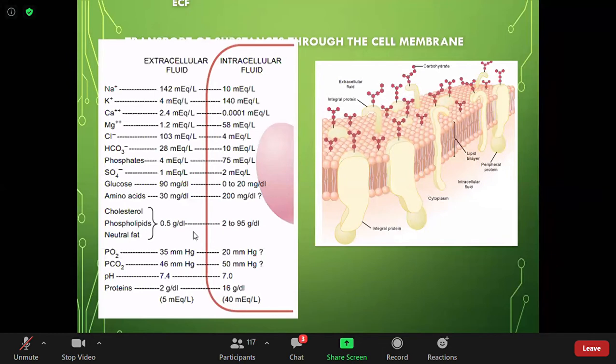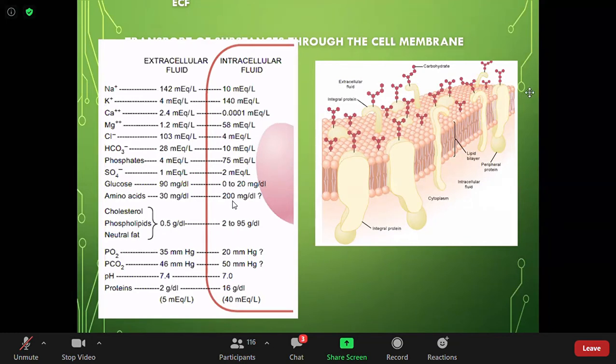Whereas in the intracellular fluid, we have more potassium, magnesium, phosphates, amino acids, cholesterol, phospholipids, and neutral fats, okay? And more carbon dioxide. Why is there more amino acids? Because the amino acids will be used to synthesize energy and manufacture proteins. And so, more amino acids inside the cells.